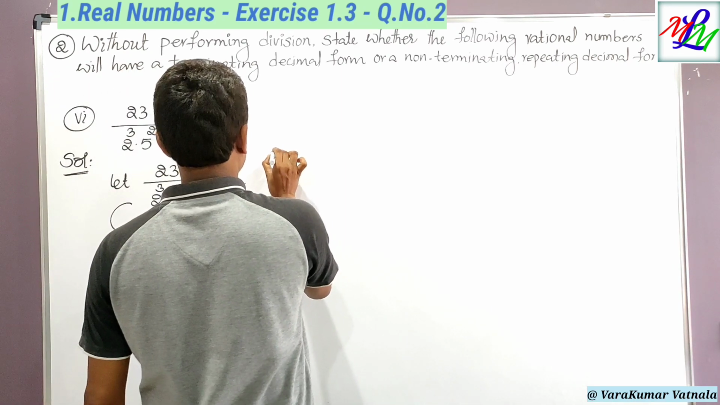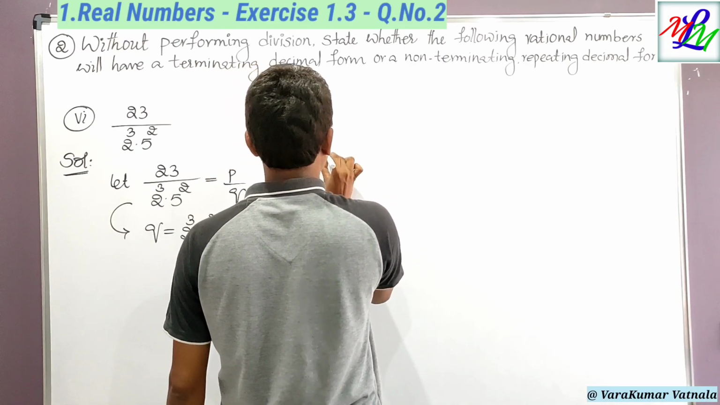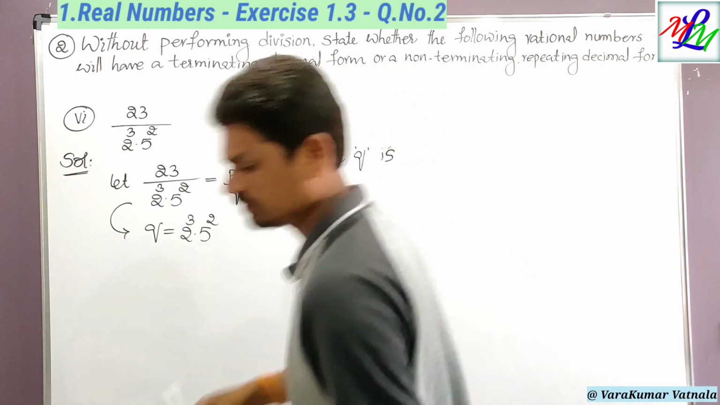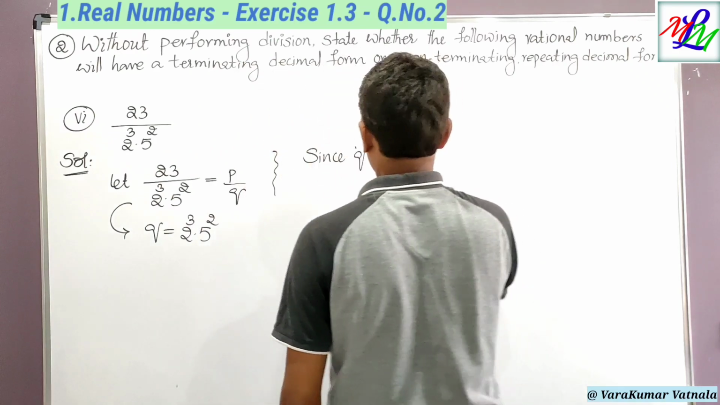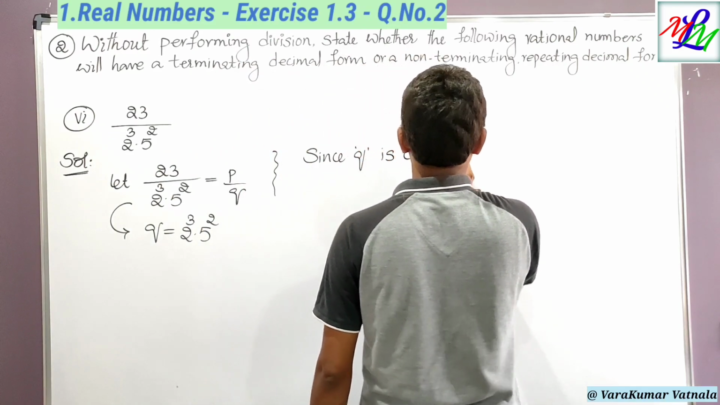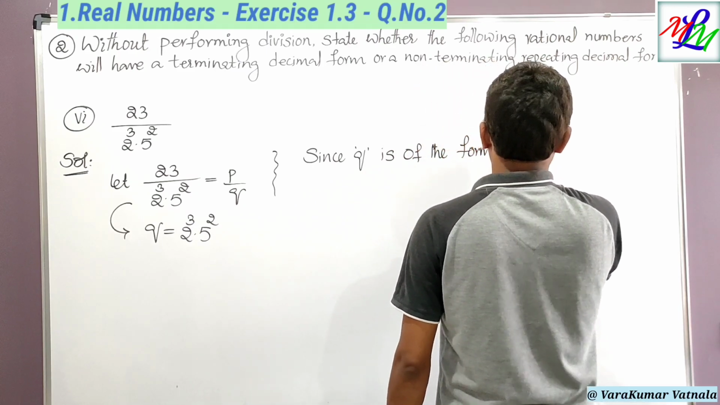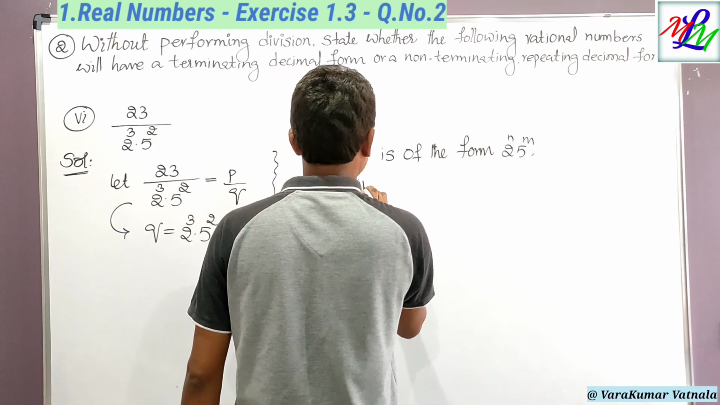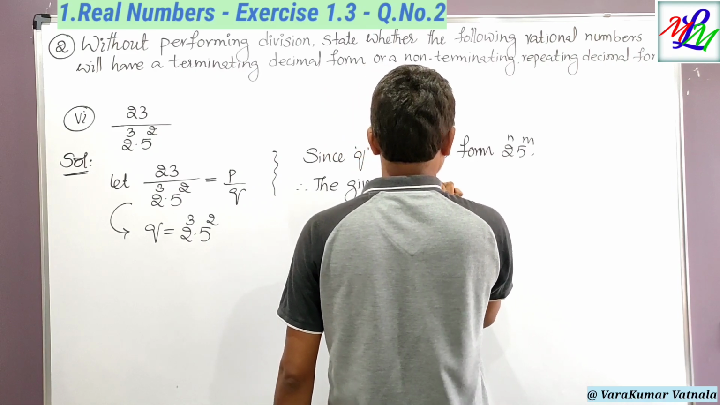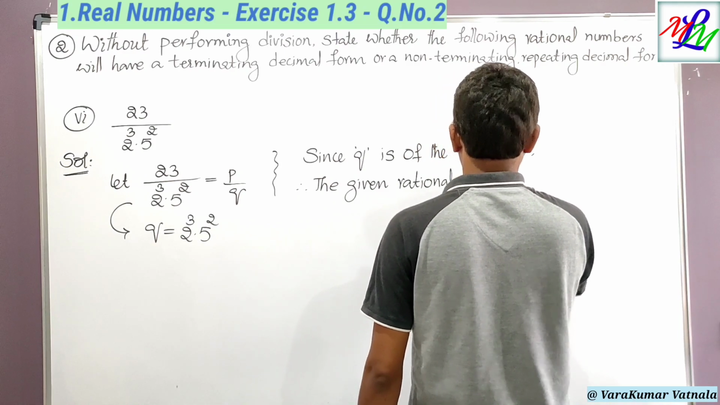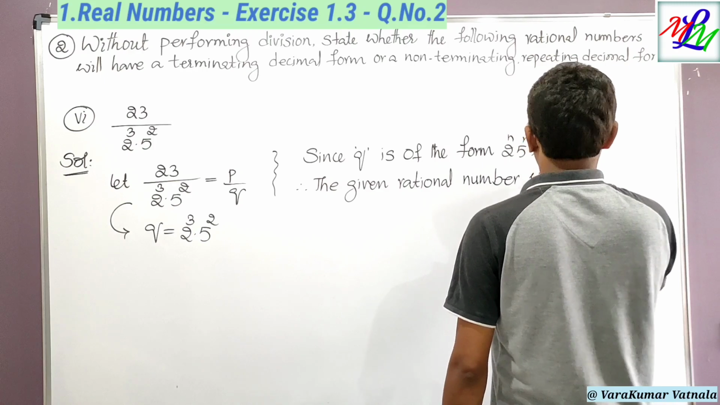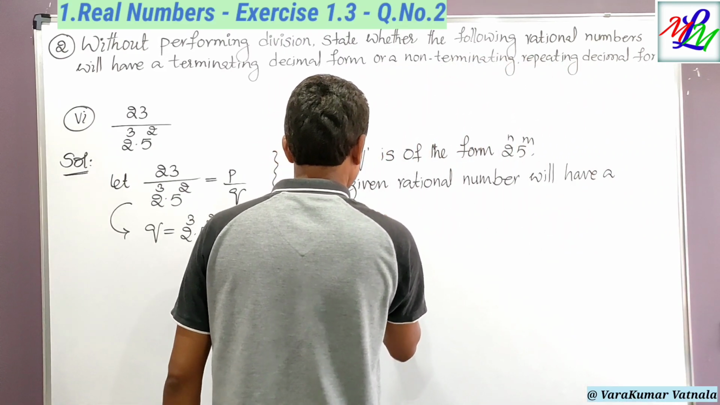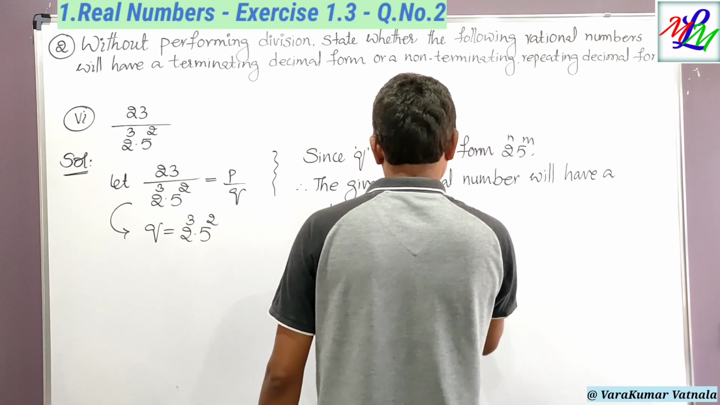So simple, very easy student. Since q is of the form 2 to the power n into 5 to the power m, therefore the given rational number will have a terminating decimal form.